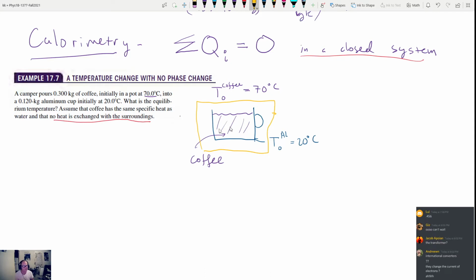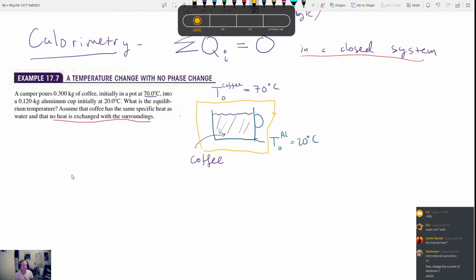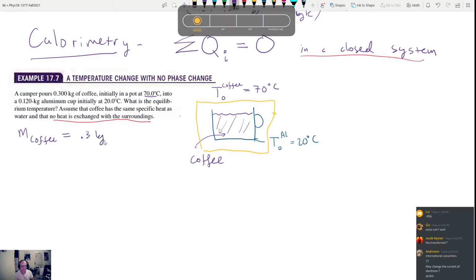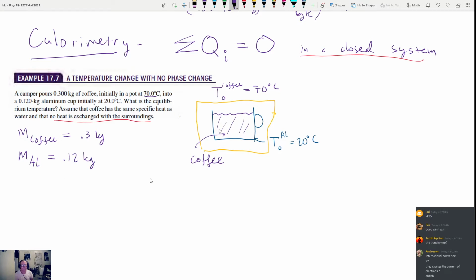But, of course, the coffee can heat up the aluminum, which it should, right? It has to, right? Coffee's hotter than the aluminum. They have to come to the same final temperature, basically, and that's what we're looking for. It says, what is the equilibrium temperature? We have a couple other pieces of information here that we should write down. We also know that the mass of the coffee that we're adding is 0.3 kilograms. And the mass of the aluminum that we have in the cup is 0.12 kg.